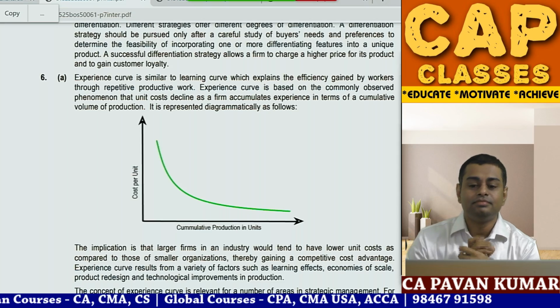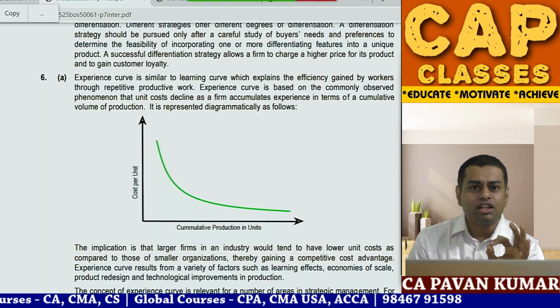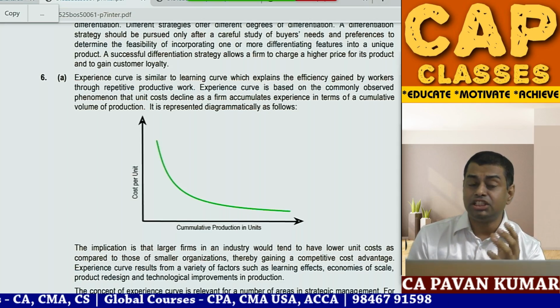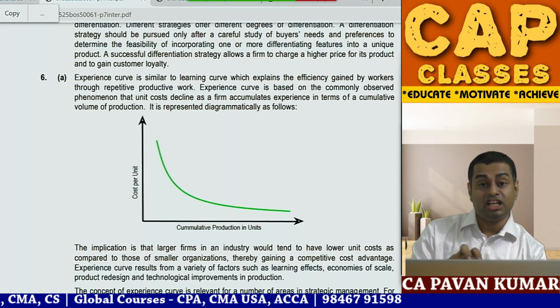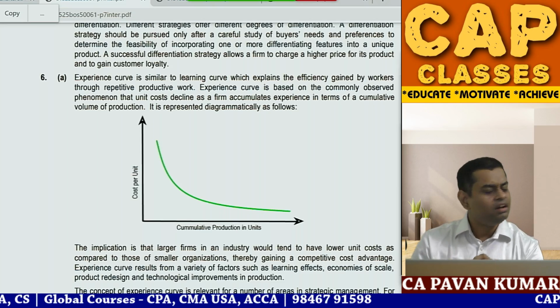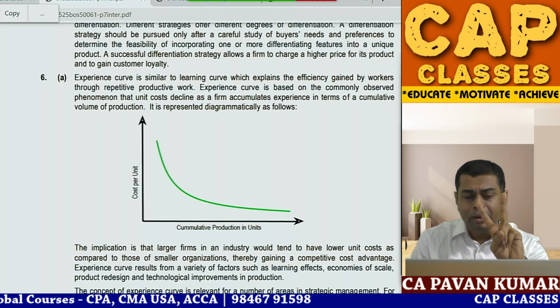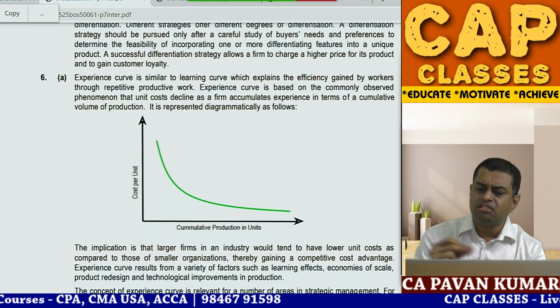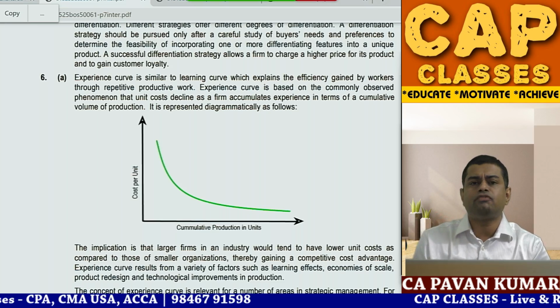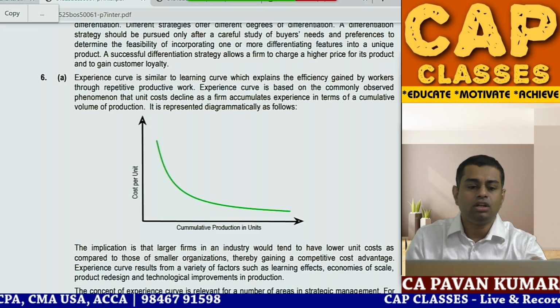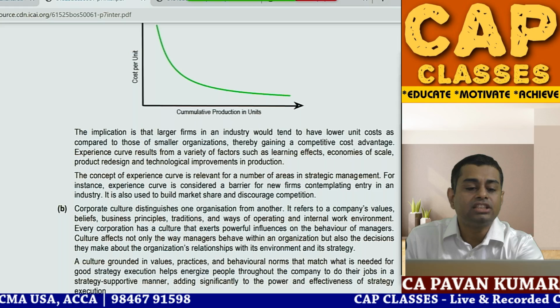You understand? So, no need to write an introduction also. Business process reengineering: what is business? What is process? What is business process? What is reengineering? No need to introduce. They asked for 2 parameters, what are the aspects? Straight, the aspects are 1, 2, 3, 4, 5. Khatam. That's all. So, experience curve.